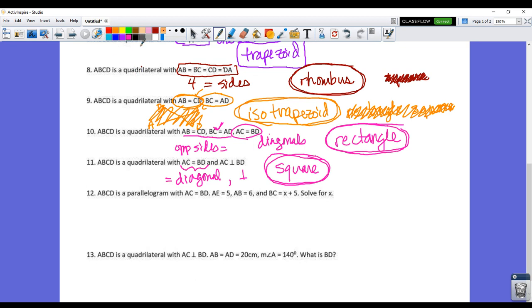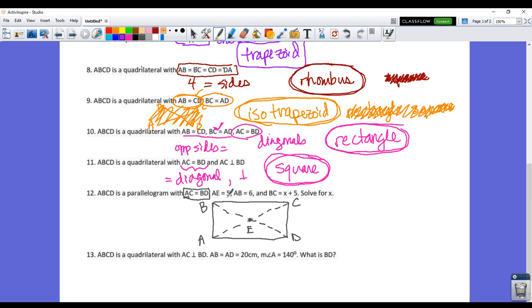Okay, so now we're going to throw some algebra into this. A parallelogram with congruent diagonals is a rectangle. So we draw in your rectangle. Remember, we have our 4 points, A, B, C, and D. And E is the intersection of the diagonals of your quadrilateral. So E goes there.